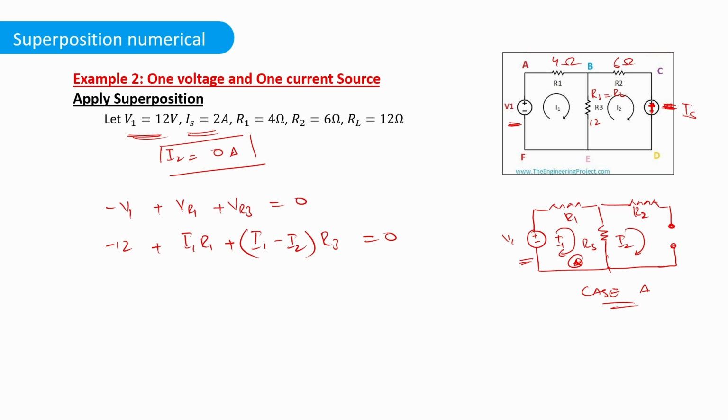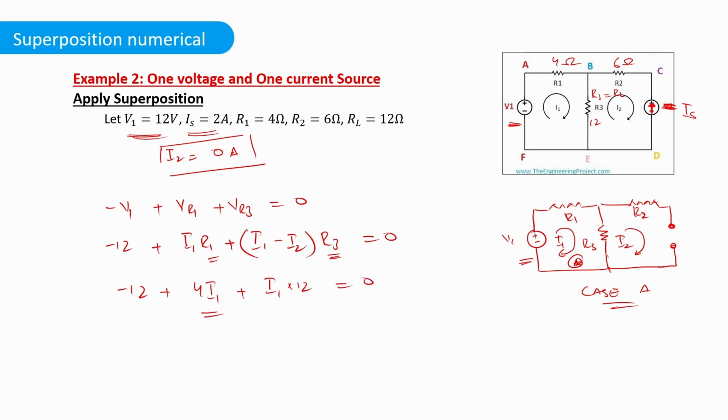So I1 minus I2. Now I will substitute I2 equal to 0 because I already know that, and I have the values of resistances. So this becomes minus 12 plus R1. This is 4 ohm. So this becomes 4I1 plus I1 minus this is 0. So R3, the value of R3, is 12. So this becomes 12 equal to 0.